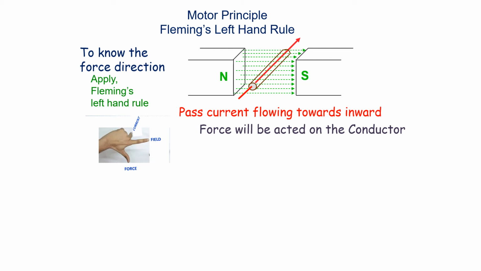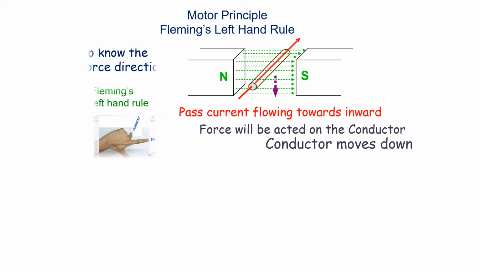The forefinger is shown in the field direction. The middle finger is shown in the current direction toward inside. The thumb is oriented downwards. The thumb shows the force direction. As the thumb is downwards, the force acted on the conductor is downwards. Because of this force, the conductor moves down.